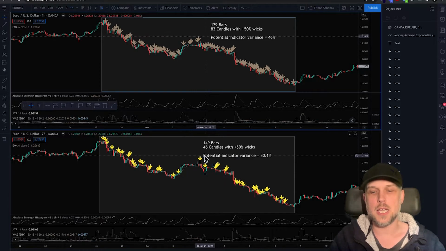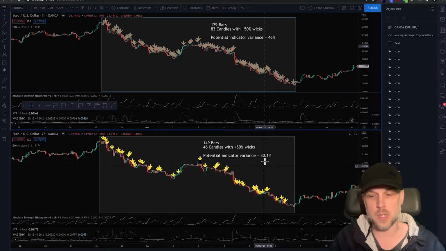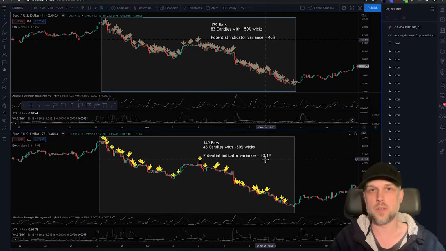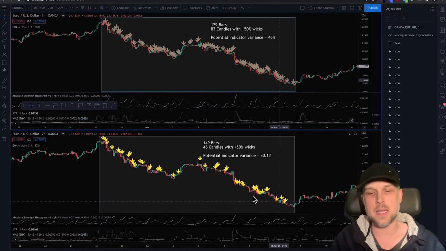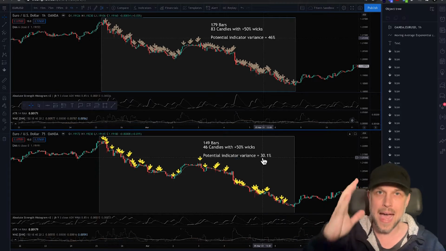So if the wicks were consistent between the two, if we saw wicks all the time, if the variance was the same, 46 and 46, then my indicators wouldn't be any more accurate going to a 75-minute chart. But because the variance is less during that trend, my indicators are going to give me about 16% better readings, okay? More accurate as to what the market movement actually is.